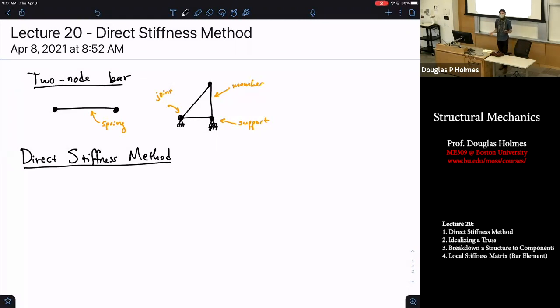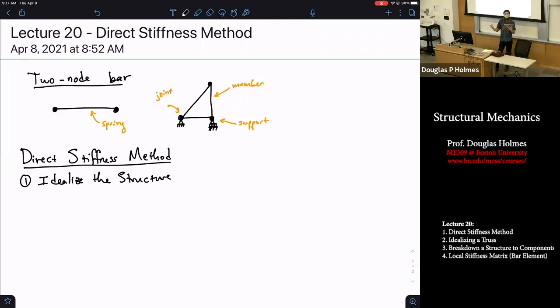And there's a couple of steps that we're going to use in this process. The first is we're going to idealize the structure, which really is just saying we're going to replace a physical structure with a mathematical model. And at this point, we're going to start to make approximations.